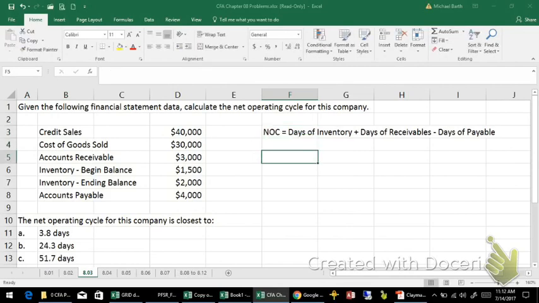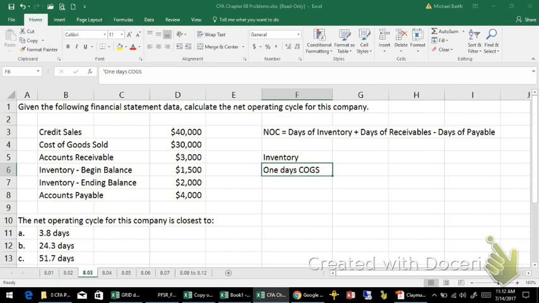All right, so the formula for days of inventory: start with inventory, and that's the numerator. The denominator is 1 day's cost of goods sold. So if you know how much stuff you sell per day, and you look at all the stuff that has been sold, you get some general idea of how many days worth of stuff is on the shelf.